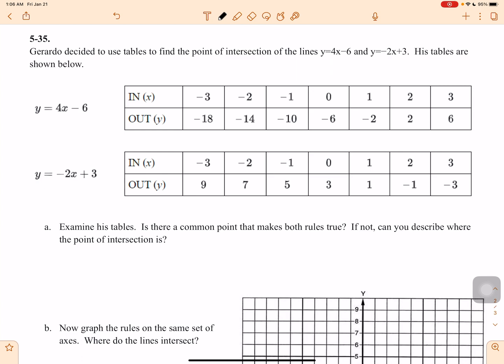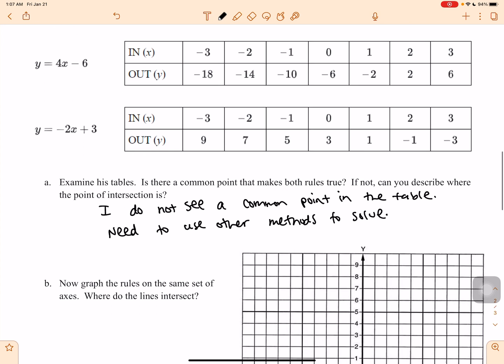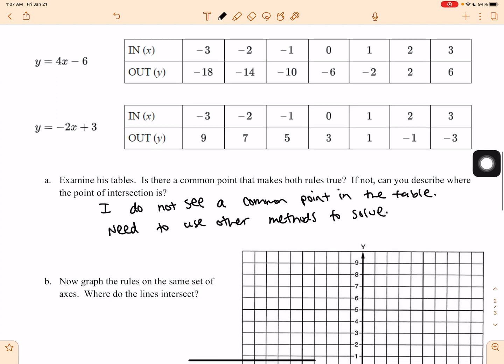So you can say, I do not see a common point in the table. Need to use other methods to solve. And that's totally fine. Sometimes you won't be able to solve something that's given to you, so you have to use a different method.